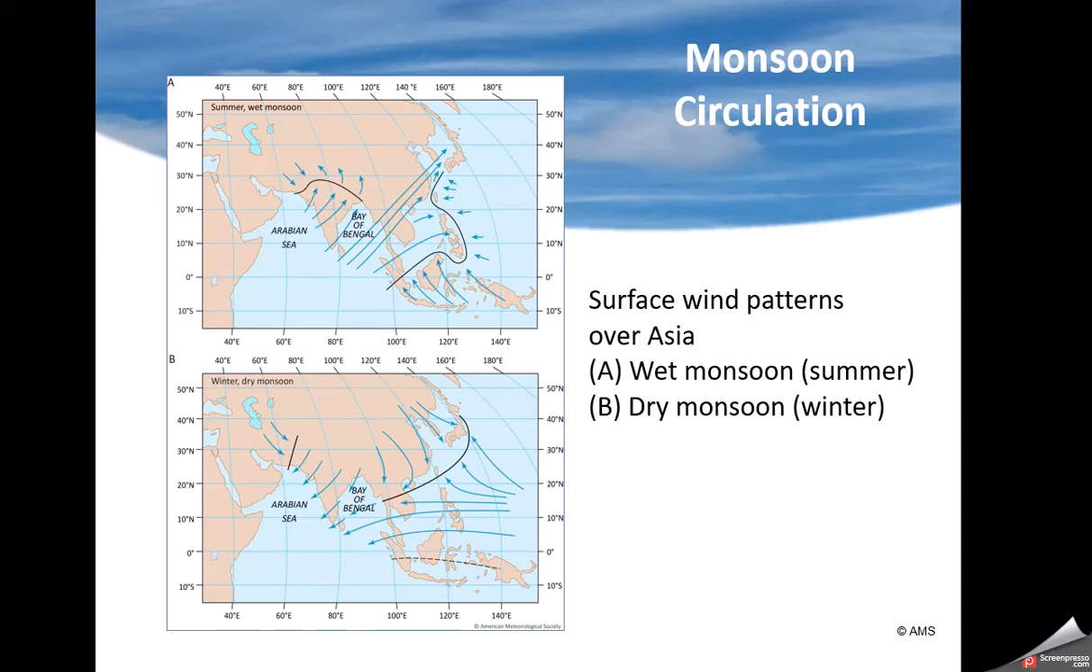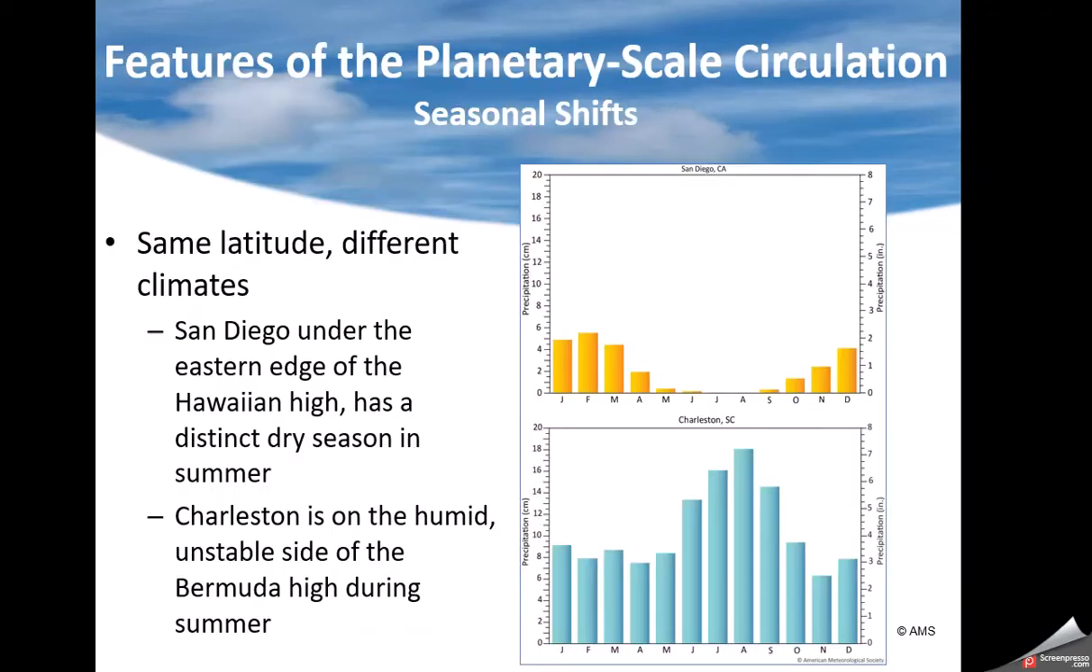And they last for months at a time, depending on when the intertropical convergence zone moves by your area. So these are global features that impact these local area weathers. And here we've talked about the east side of the high versus the west side. Well, San Diego's on the east side. Guess what? They don't have much rain at all. Charleston's on the west side. A lot more rain.